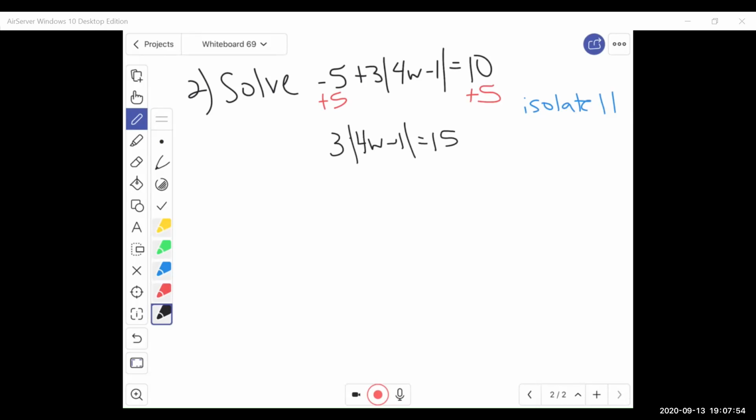But it's still not isolated because we have 3 times the absolute value. What is the opposite of multiplying by 3? That would be dividing by 3. So the absolute value of w minus 1 is going to equal 15 divided by 3, which is 5. So the first step is to isolate: get the absolute value on one side all by itself, and move everything over to the other side using inverse operations. Now that we have the absolute value isolated, we can rewrite as two equations.